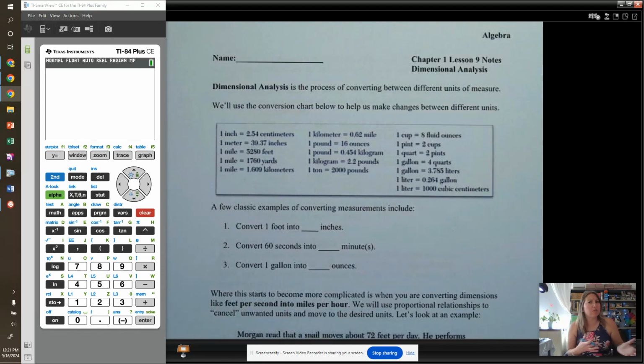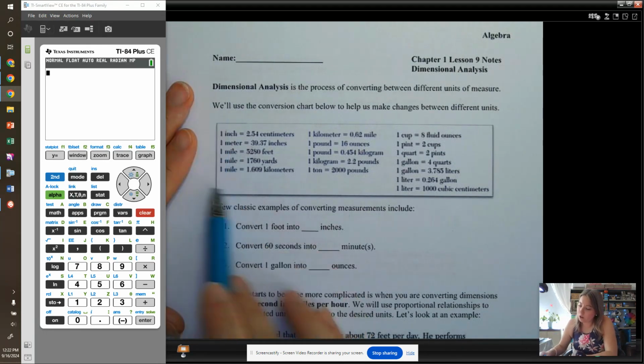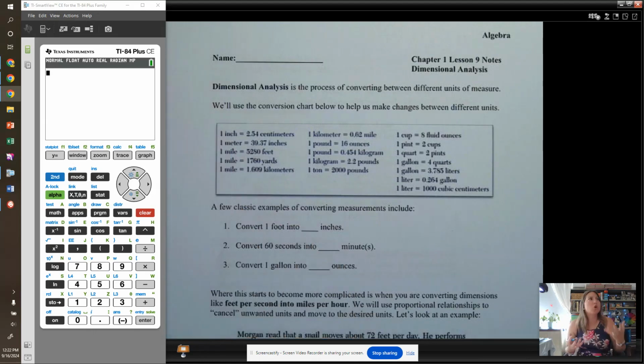Today we're just going to be converting between different units of measure. Below is a list of all of our quicker units of measure that we will be converting to. There's a few rounding things in here, but typically these are some of the conversions that we can see in classic examples of going between units.